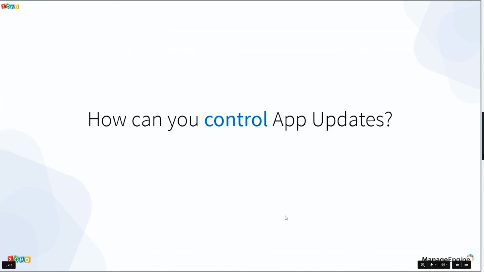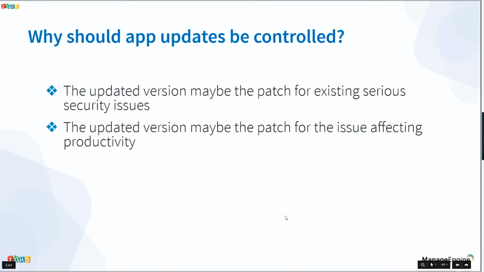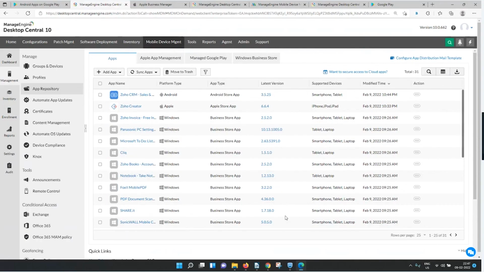I've shown you the app installation part, and let me also demonstrate how we could control the app updates. Because as you know, certain app updates might be the patch for existing issues. If not, sometimes you also want a particular version of an app to be installed across all your devices, which you might not want to update. How can we achieve those settings through our solution?